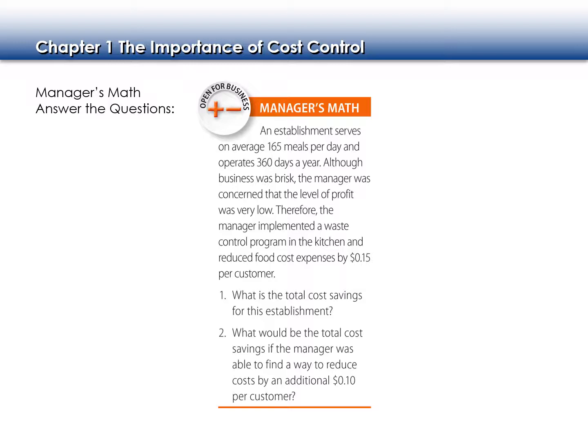So is that the end of the equation? No. That's just one day, right? On average, we have 165 customers per day. Now, we multiply by 360 days that we're open, okay? We're closed 5 days out of the year. So now we go ahead and do this math all together. Okay, you can do it step by step if you want to. That's fine. 0.15 times 165 times 360. What did we get? 8,900. Just by saving 15 cents per customer.